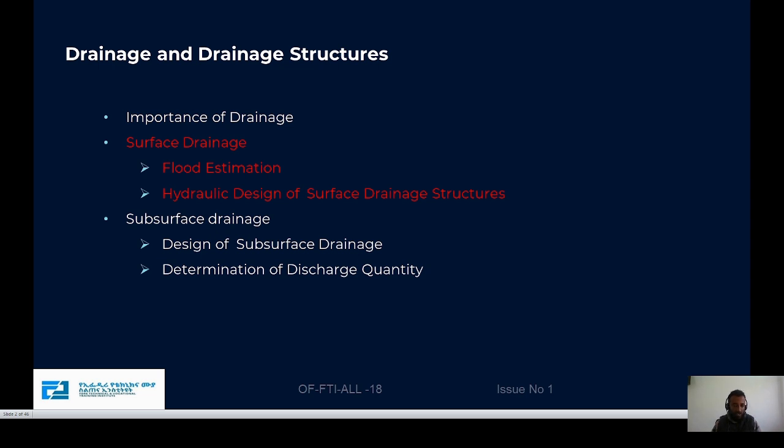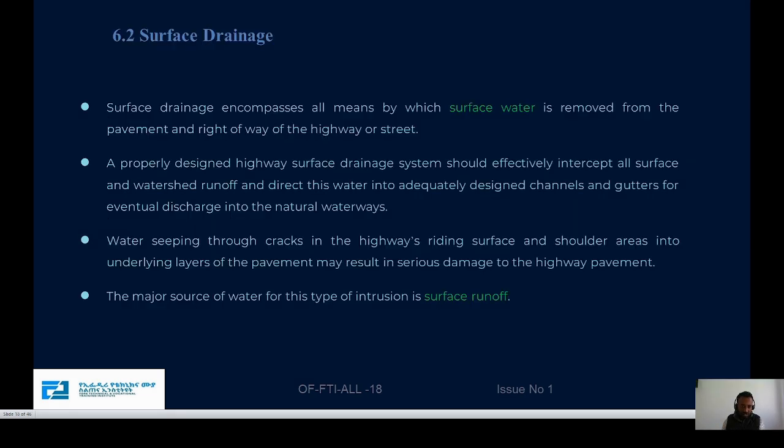Now we deal with surface drainage structures. One is flooding estimation, and we also deal with the hydraulic design of surface drainage structures, for example open channels or culverts, discussed in this video. Surface drainage means by which the surface water is removed from the pavement and the right of way of the highway.